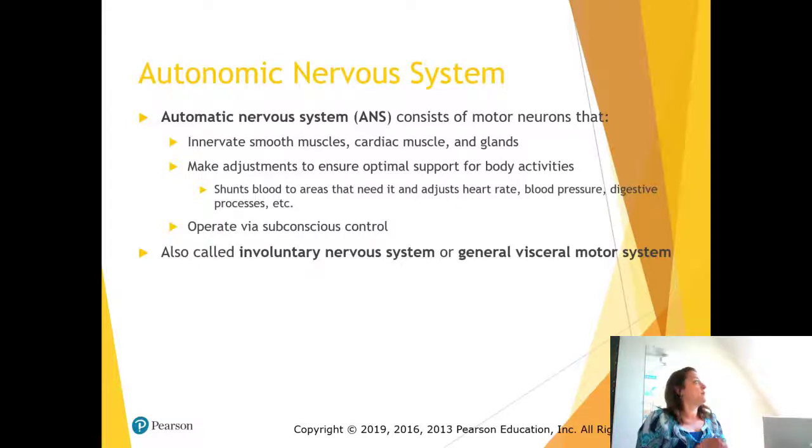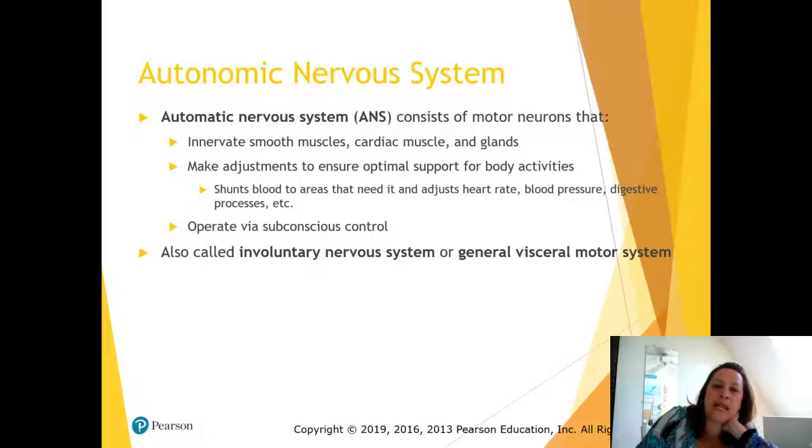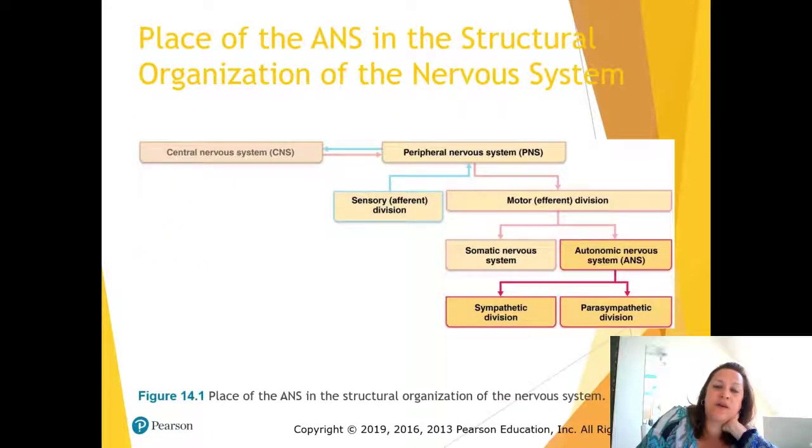The autonomic nervous system can also be called the involuntary or the general visceral motor system, but we usually use the ANS. So again, here it is down there on the bottom right in sort of the gold color. It is a peripheral motor autonomic, right? So it's an output.